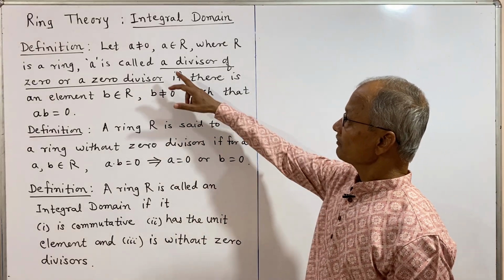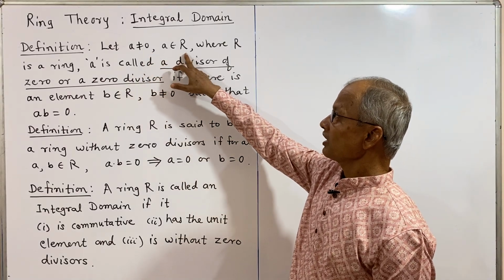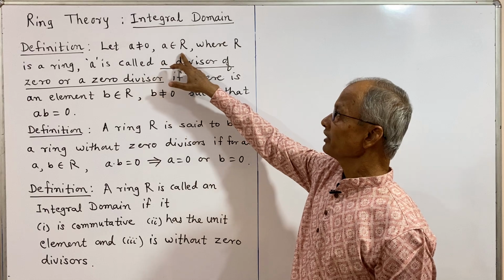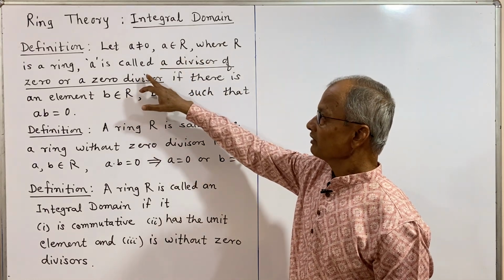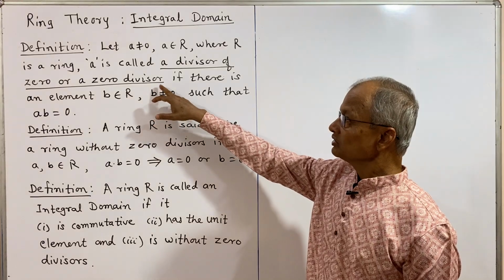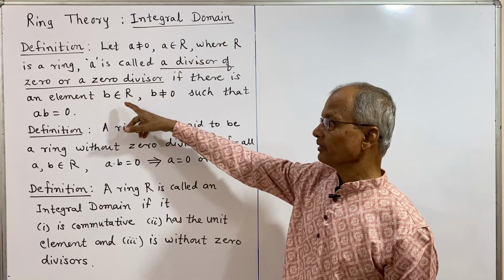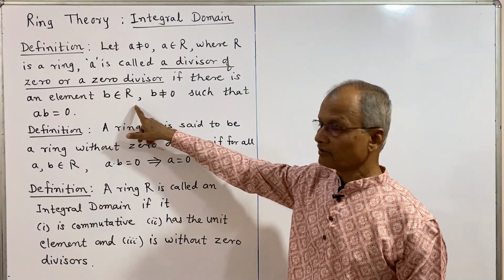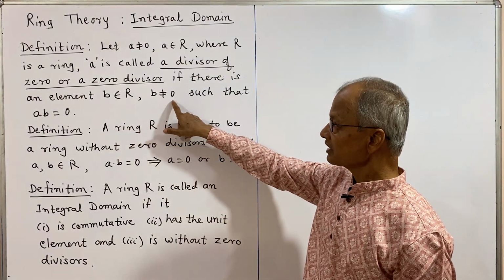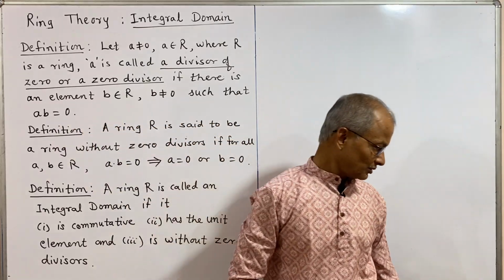First, let a not equal to 0 and a belongs to R. A is a non-zero element in a ring R, then a is called a divisor of 0 or a 0 divisor, if there is another element b in the ring R, b again non-zero, such that a times b is equal to 0.